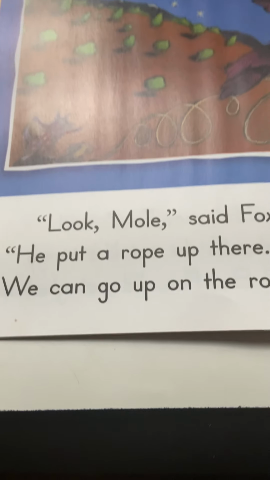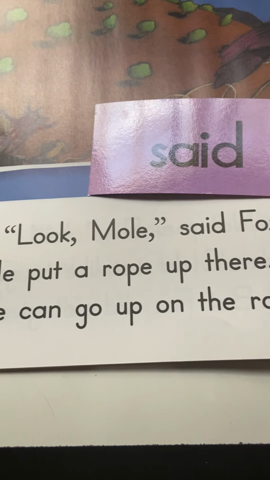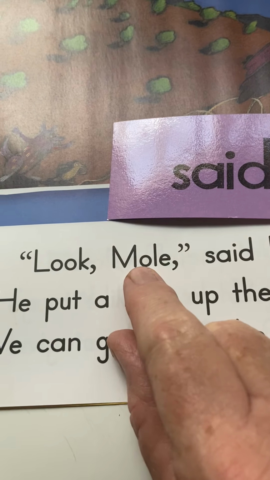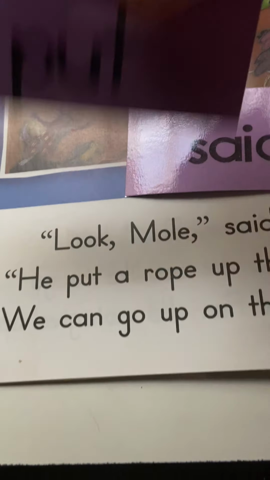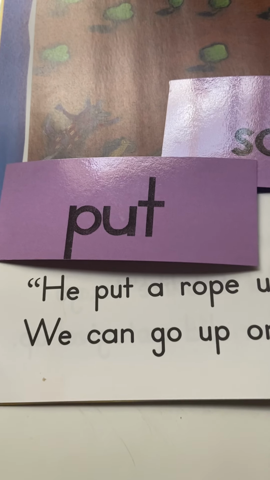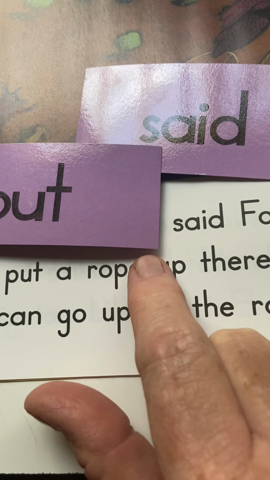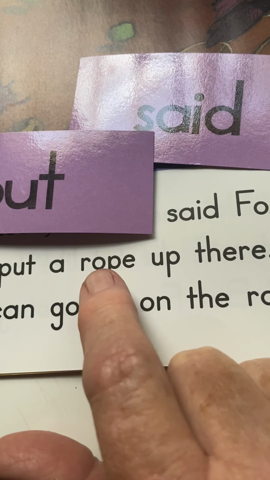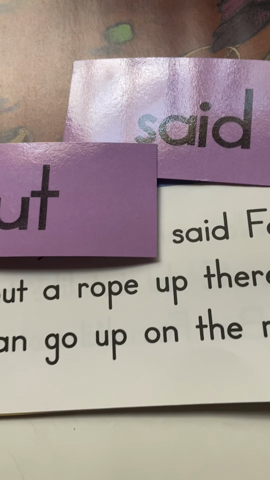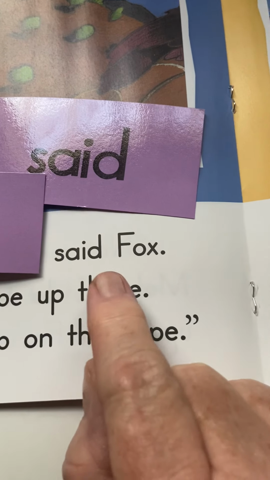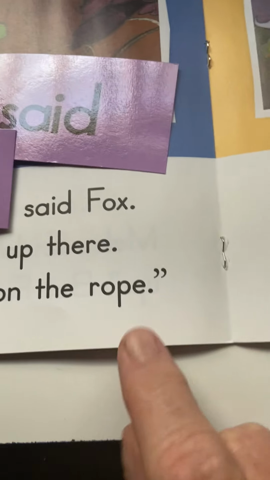Let's look at this page. Look, Mole, said Fox. Here's our word said again. Okay, here's our long O word. Here's another sight word. He put, here's our new sight word. He put a rope. Ooh, look at this would be rop, but with an E, it makes the O say its name. So it's ope, one of our long O words. He put a rope up there. We've had the word there a few weeks ago. We can go up on the rope.